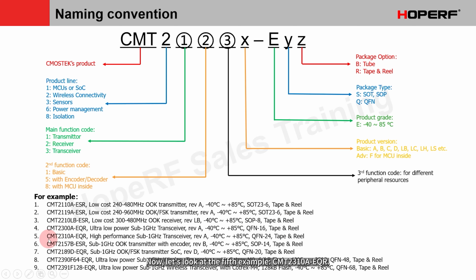Now, let's look at the fifth example, CMT2310A EQR. Compared to the previous example, the third digit in the model number is 1. So it is an iterative upgrade of the former. It is also a transceiver. According to the datasheet description, it is a high-performance sub-1G transceiver. The version is A, with a temperature range of -40 degrees Celsius to +85 degrees Celsius. The packaging letter is Q, which stands for QFN 24. The packaging is tape and reel.